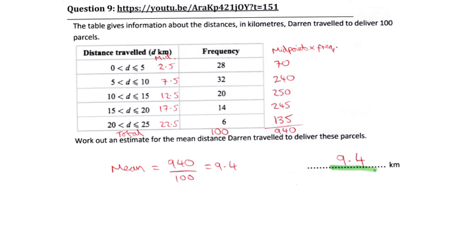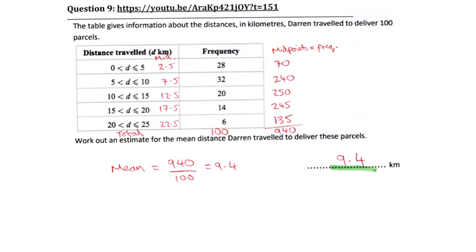Question 9 is asking us to find out estimated mean from a grouped frequency table. So question 6 was calculating mean from a normal frequency table. In question 6 we did the first column multiplied by the second column and then added all my answers up. If you can't remember why we did that, check back at question 6 for that.